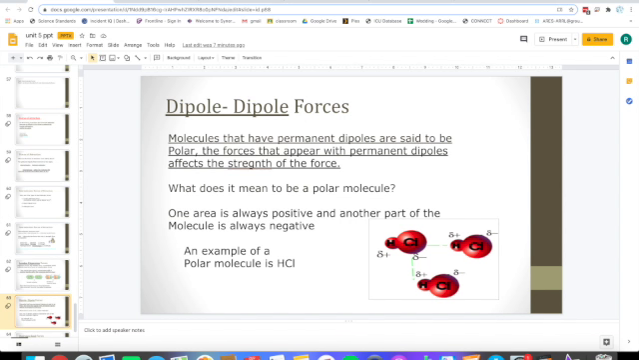Okay, dipole-dipole. So this is what you'll put in the definition portion of dipole-dipole on that practice page. It's molecules that have permanent dipoles and are said to be polar. The forces that appear with permanent dipoles affect the strength of the force. So London dispersion was just temporary. It wasn't always polar. Dipole-dipole forces are always polar, which means it always has a positive end and it always has a negative end.